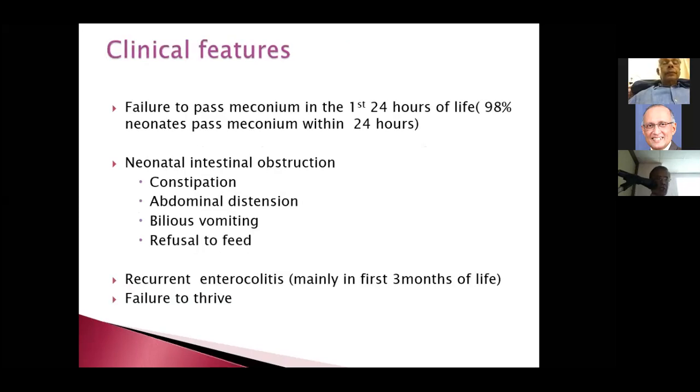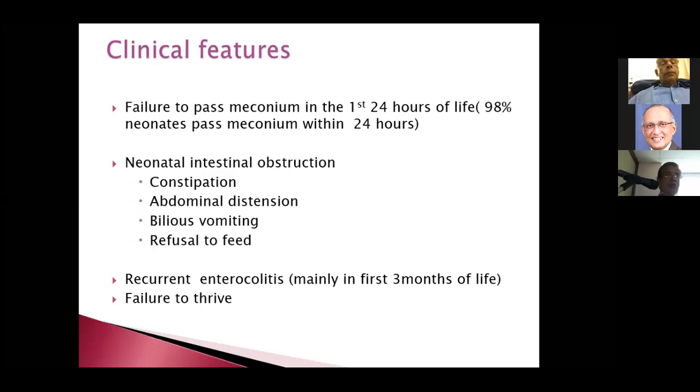So clinical features: failure to pass meconium, that's most important. 98% of term neonates will pass meconium within the first 24 hours. Then there is evidence of neonatal intestinal obstruction in the form of constipation, abdominal distension, bilious vomiting, refusal to feed, recurrent enterocolitis, and failure to thrive.